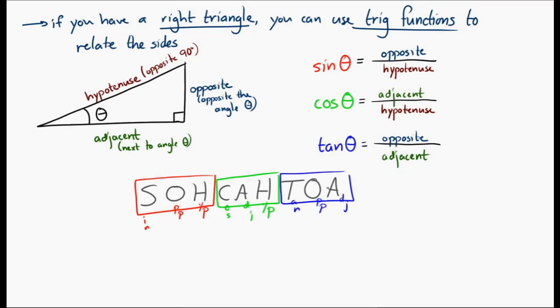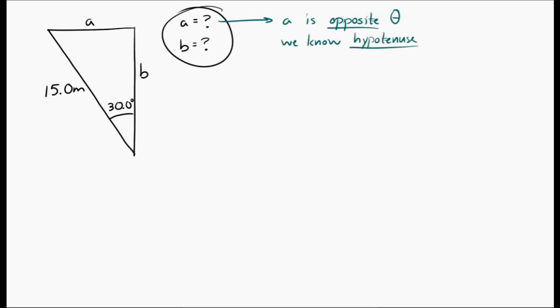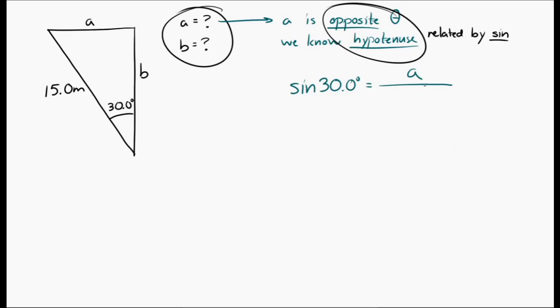I'll show you an example. Let's say we had this triangle here. And let's say the hypotenuse we know is 15 meters long, and we know that this angle is 30 degrees. And we're trying to figure out the other two sides, A and B. Well, side A is opposite the angle, and I already know the hypotenuse. Opposite and hypotenuse, those are related by sine. So I can write an equation. Sine of 30 degrees is equal to A over 15 meters.